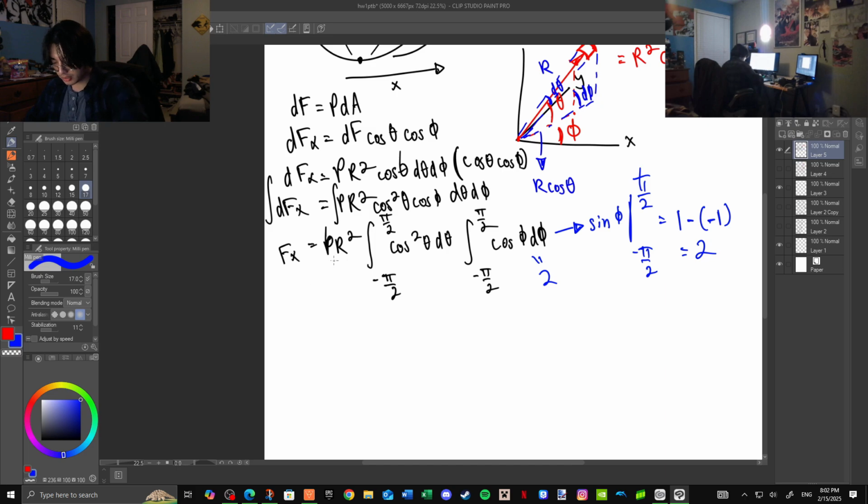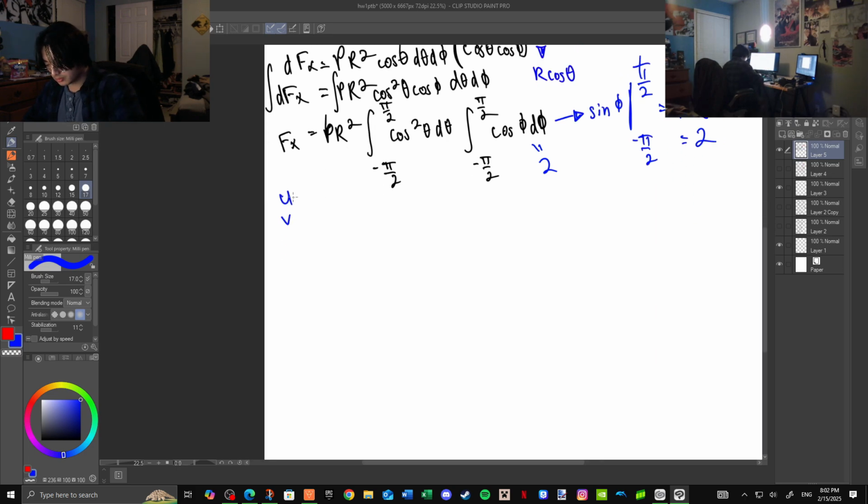It's going to be a little more complicated because we need to use integration by parts. So let me set this up like this: u dv, v du. u is going to be cosine theta, dv is cosine theta d theta, v is equal to sine theta, and du is equal to negative sine theta d theta.